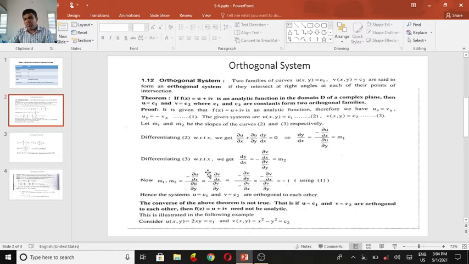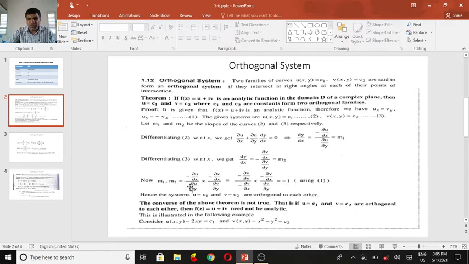Again, we know that for orthogonality the product of the two slopes is minus 1. So take m1 into m2. m1 into m2 is minus dou u by dou x divided by dou u by dou y, into minus dou v by dou x divided by dou v by dou y. Here again we use the Cauchy-Riemann equations.